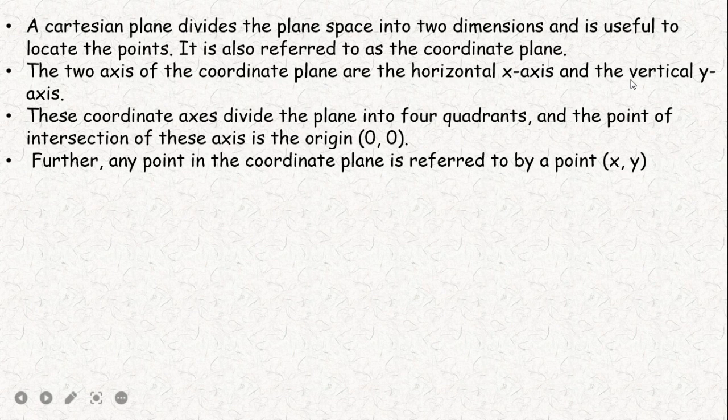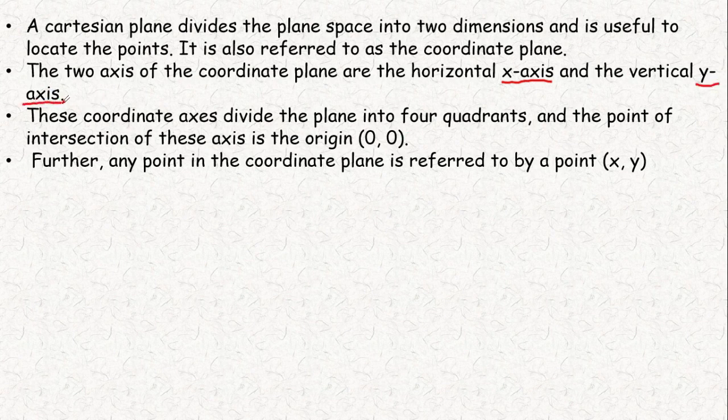Here, first, a Cartesian plane or a coordinate plane divides the space into a two-dimensional plane and is useful to locate points. It is also referred to as the coordinate plane. This means it is very useful to locate any point on that plane, and the two axes of the coordinate plane are the horizontal one, the x-axis, and the vertical one, the y-axis. In the coordinate plane, horizontal is the x-axis and vertical is the y-axis.